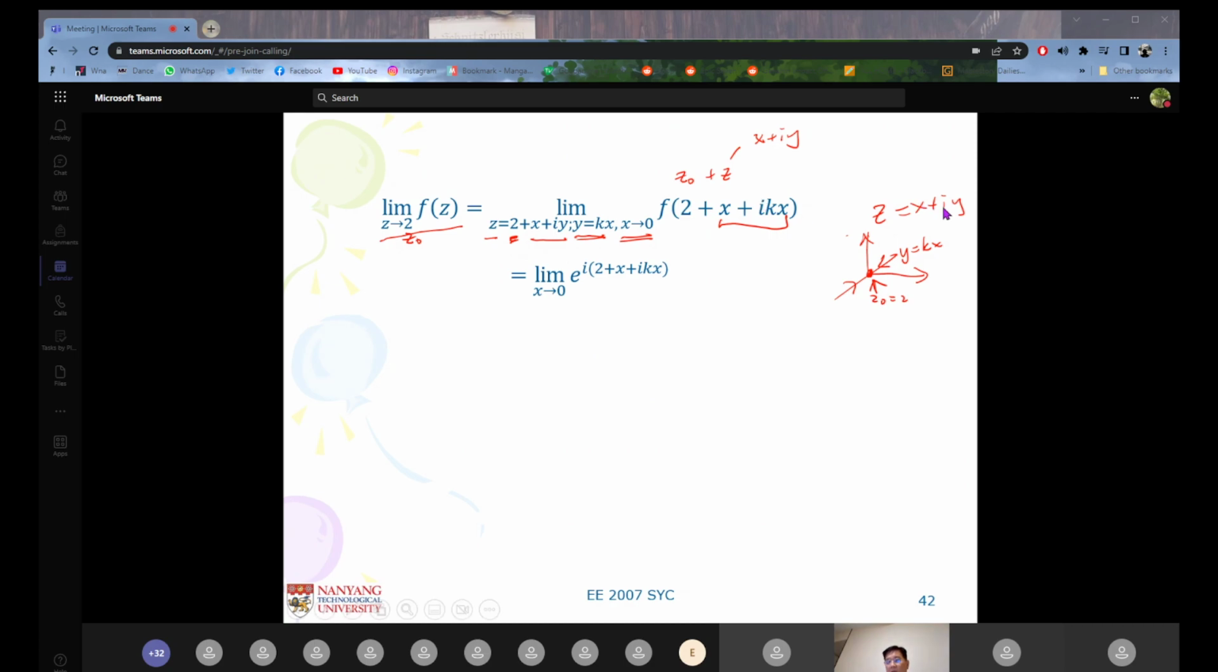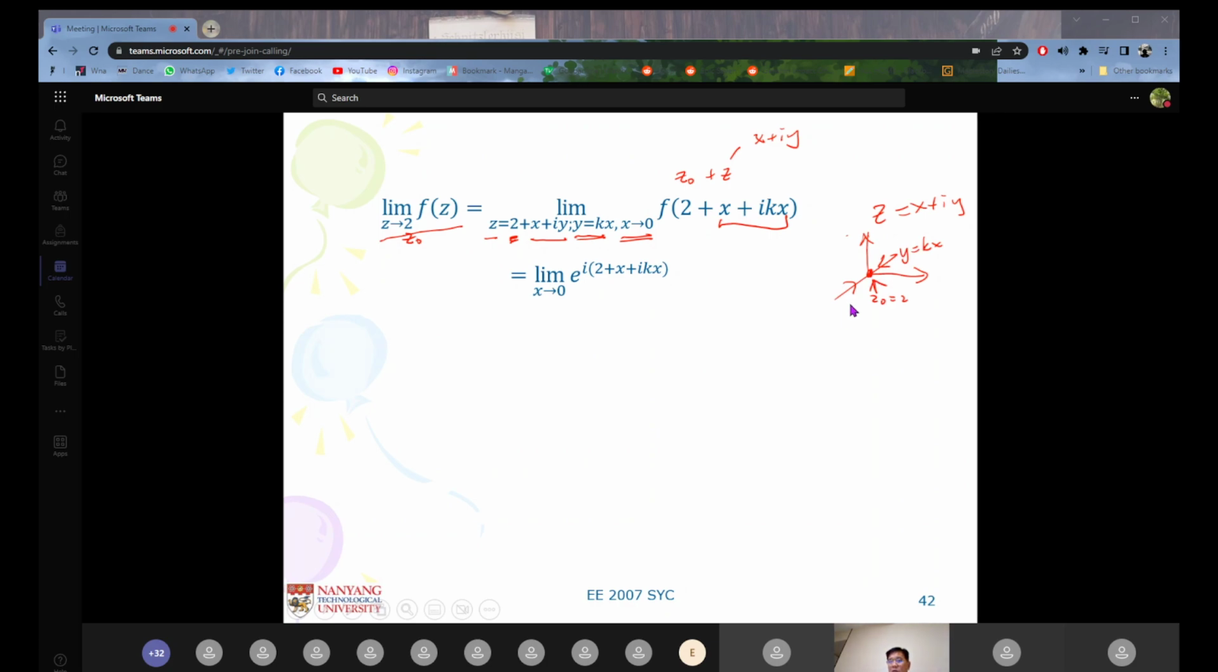Because if I do that, right, when x tends to 0, y will also tend to 0 because y equals kx. K is just a constant value. It could be very, very large. But when x tends to 0, y also tends to 0. Then you approach this point Z naught. So this concept must be understood. I want to approach this Z naught, so I approach it from this direction.